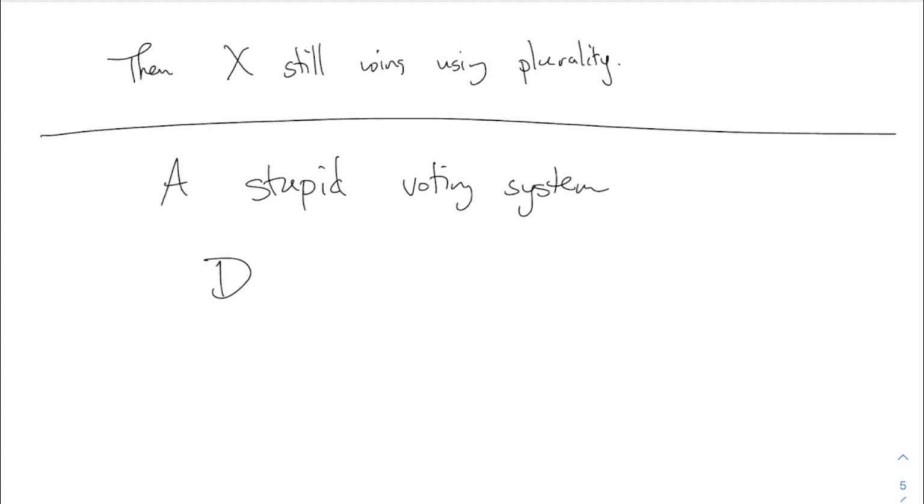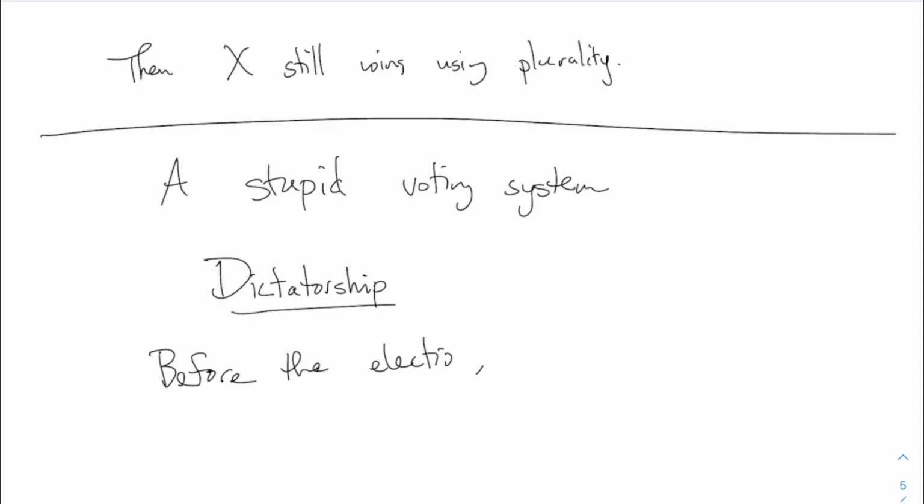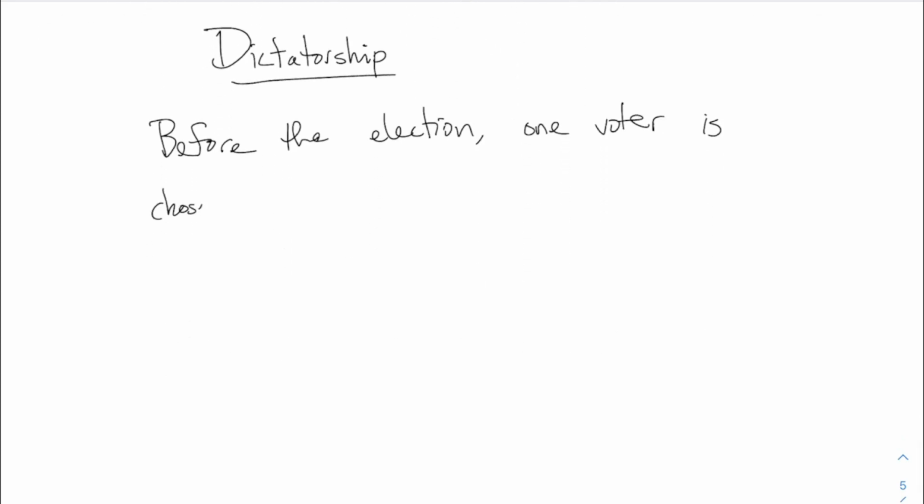This is a real world system. Dictatorship. What the dictatorship system means is, before you do the election, one voter is chosen to be the dictator. In the real world, the dictator is chosen by, like, who has the most guns or something like that, or whose daddy was the dictator. This is how real world dictators are chosen. But anyway, the way the dictatorship system works is, before the election, one voter is chosen to be the dictator. Then everybody votes, but nobody's vote matters except for the dictator's vote, and that's the one that determines the winner.